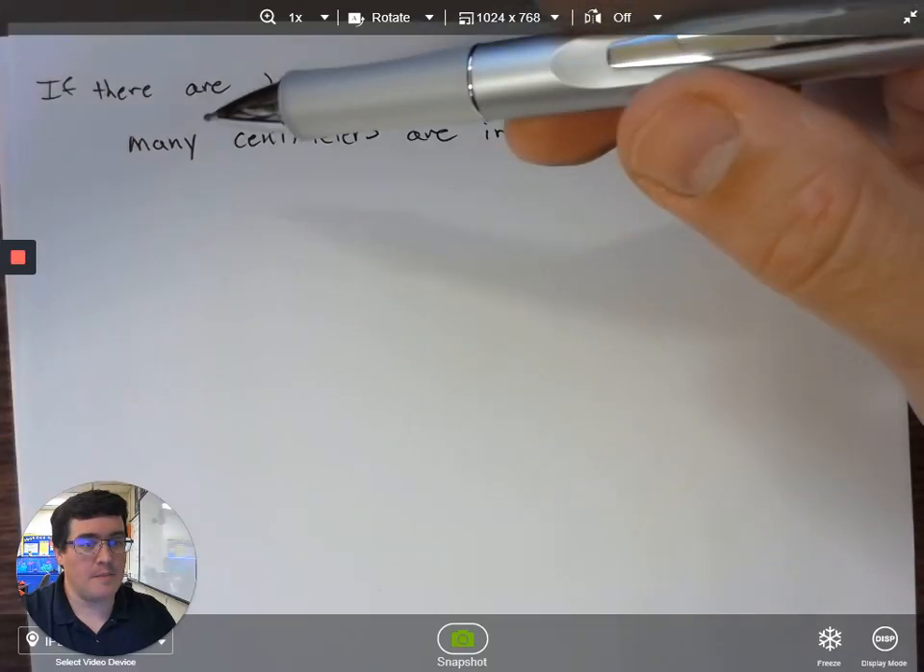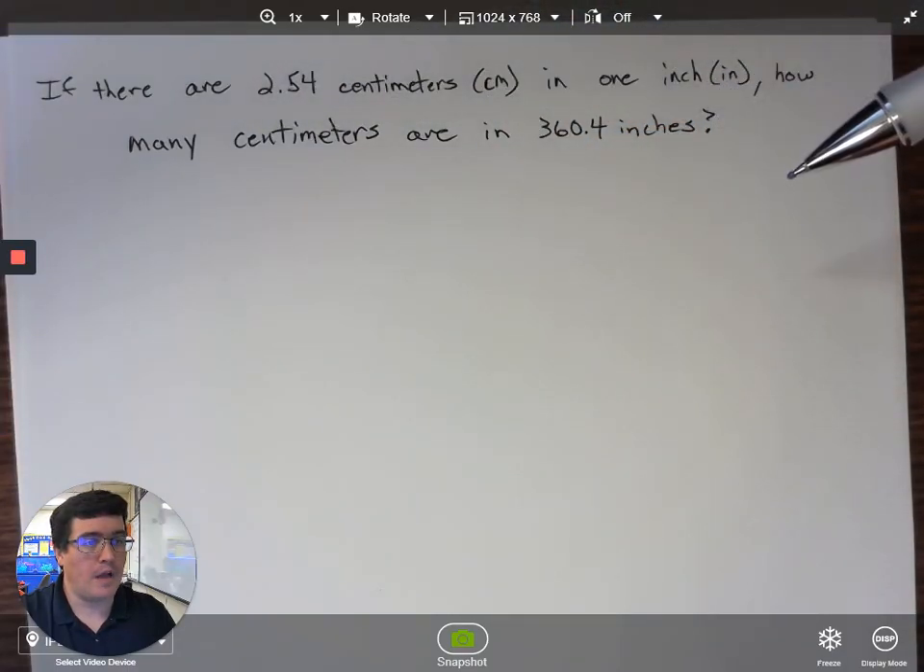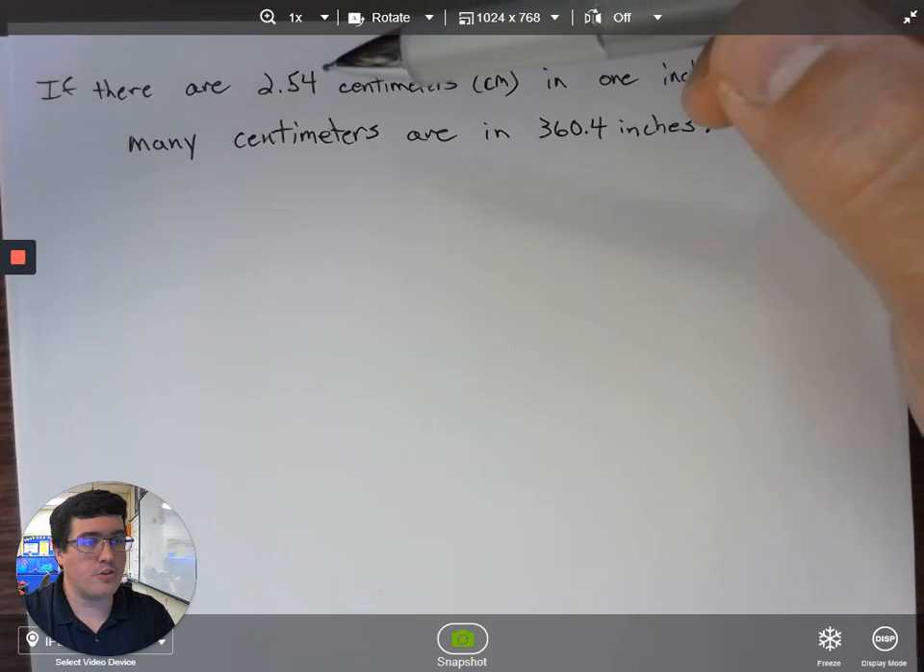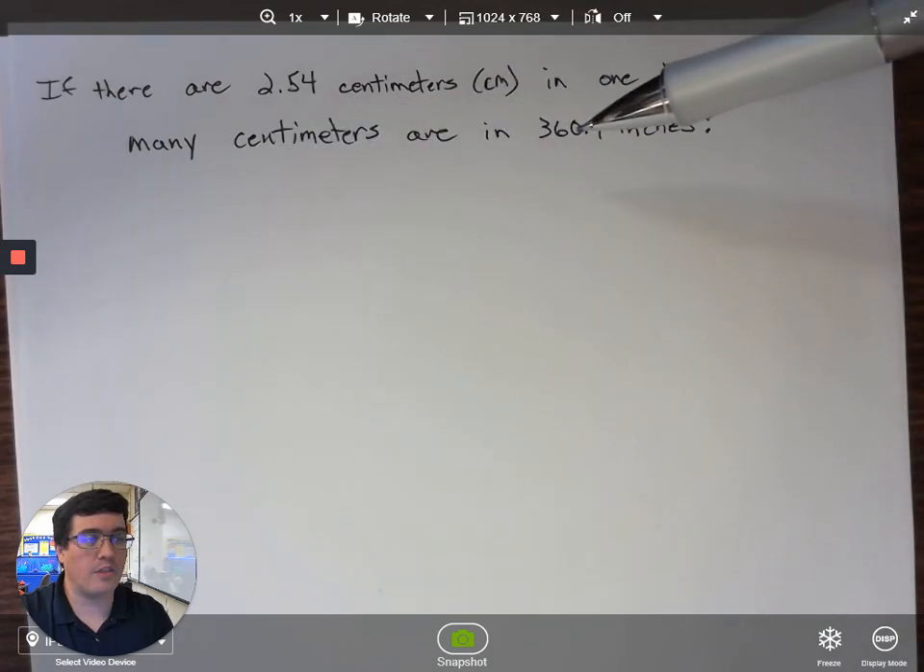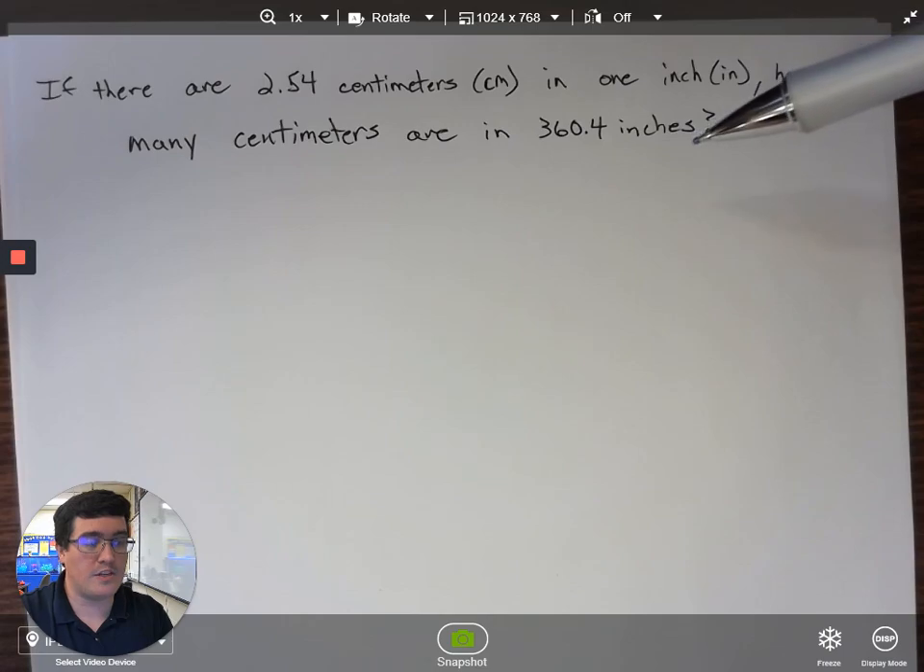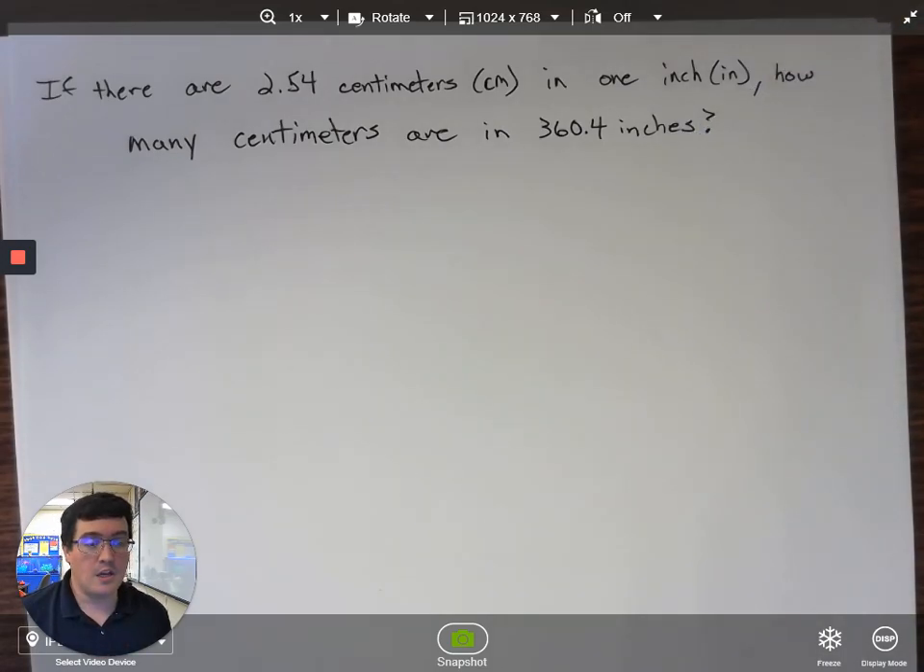Here is a problem, and it reads: if there are 2.54 centimeters (cm) in 1 inch, how many centimeters are in 360.4 inches? So this is a conversion problem where we are converting from one unit to another.